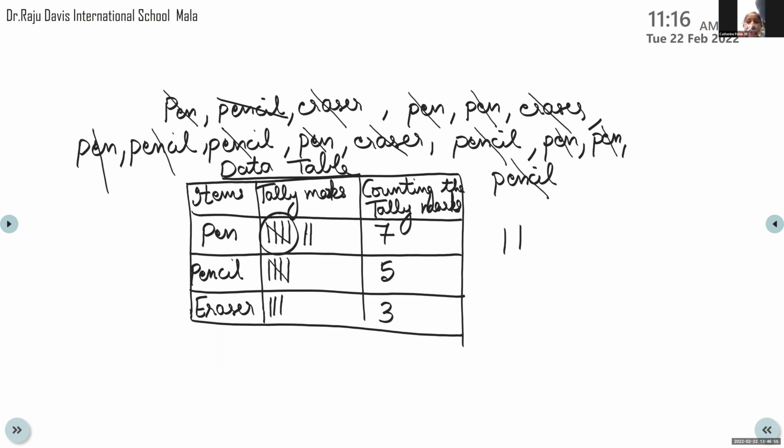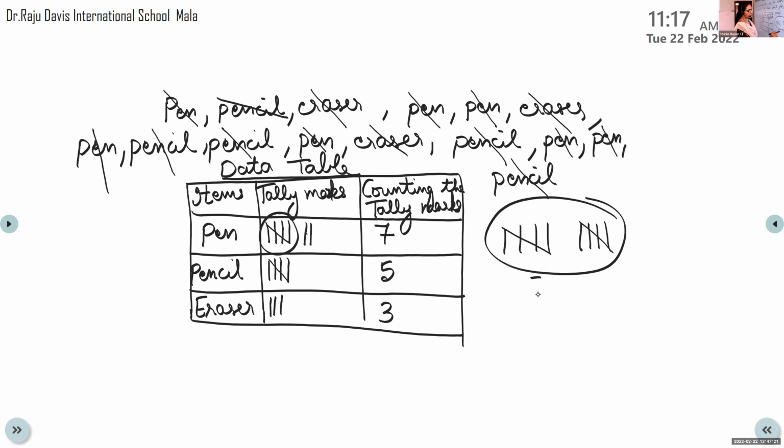So one, two, three, four. The fifth one should be slanting like this. Then if three more items are there, it should be like this. Then if suppose four, five more items are there, four lines and again a slanting. So by looking at the slanting line and the vertical line, it is known how many tally marks there are here.